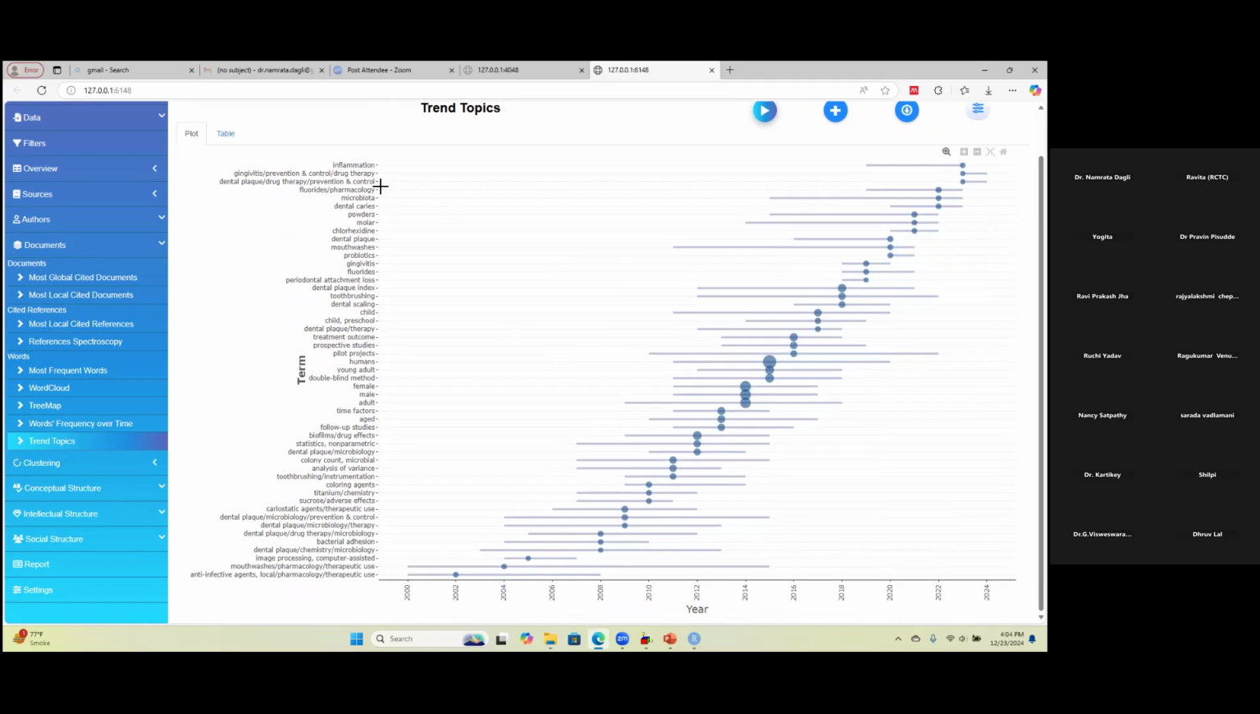We can see that these are new terms. After 2022, the research terms most commonly used are inflammation, gingivitis, dental plaque, fluorides, microbiota. So this we will mention in our results, that these are the recently used terms in the published papers. When the research started, these other terms were used. And this shows the transition, how the research is changing over time.